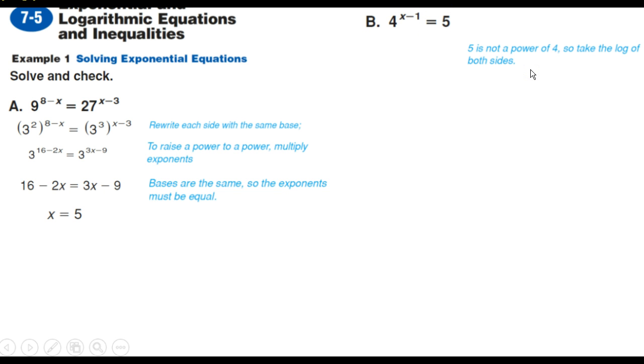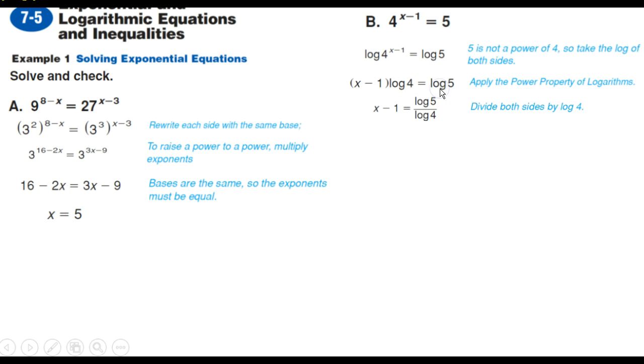When this happens, just like you can take the square root of both sides, you can take a log of both sides. So we write the word log in front of each of them. When that happens, we're going to apply the power property of logs. We're going to take this x minus 1 and move it to the front. That looks like this. Then we're going to divide both sides by log 4. Looks like this. We get x minus 1 equals log 5 over log 4. This is a number that we can calculate on our calculator. We specifically left the base empty so we could use our calculator on this one.